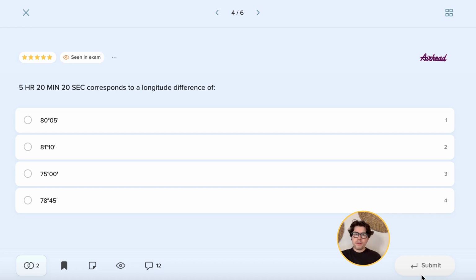the simplicity, is to remember that 15 degrees corresponds to 1 hour. So of course, if you have 5 hours, 20 minutes, 20 seconds, this simply means that we have just over 80 degrees of longitude difference, because 5 times 15 is 75, plus one third of 15 is again 5 and a little bit, which is 20 seconds. You can also, which is exactly the same thing, use the 1 to 4, which is 1 minute corresponds to 4 degrees.